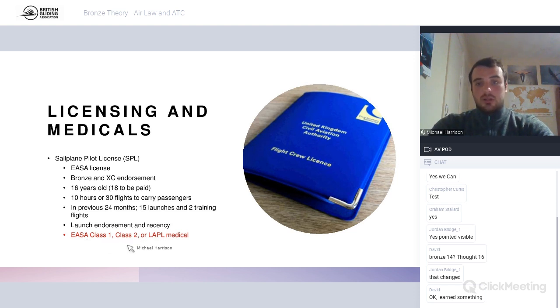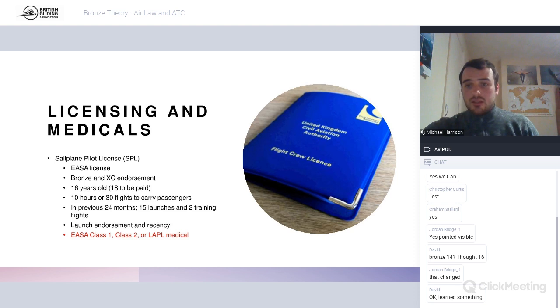So that's either a class 1, a class 2, or a LAPL. If you're flying powered as well, you'll probably have a class 2, and if you're an airline pilot, you'll have a class 1. But for most people, a LAPL medical, which is the lowest standard, is absolutely sufficient. It does have to be renewed. I think it's every 5 years until you reach the age of 45, and then it becomes 2 years, I believe.